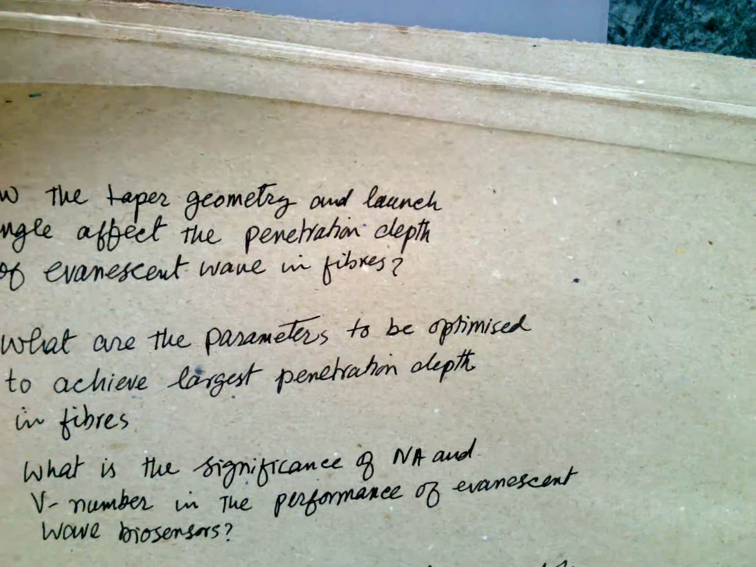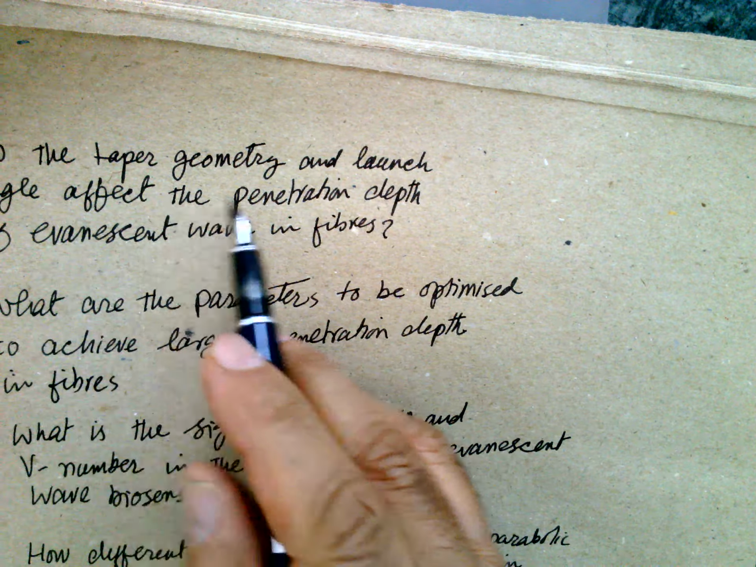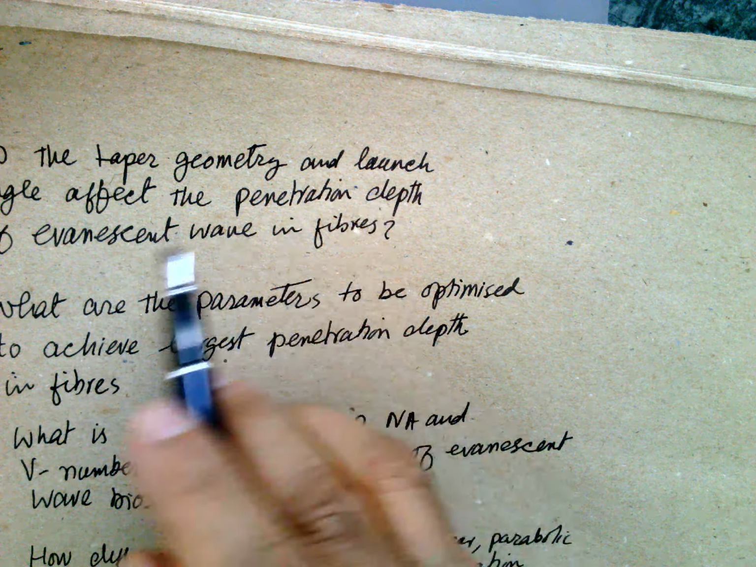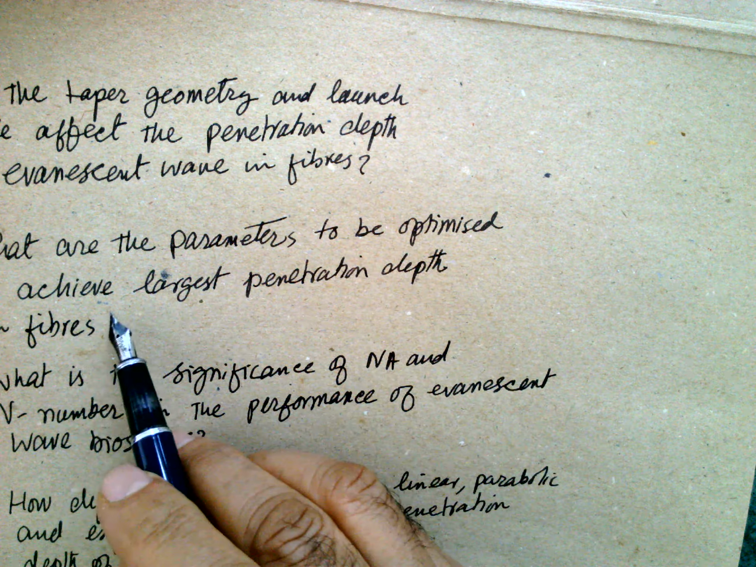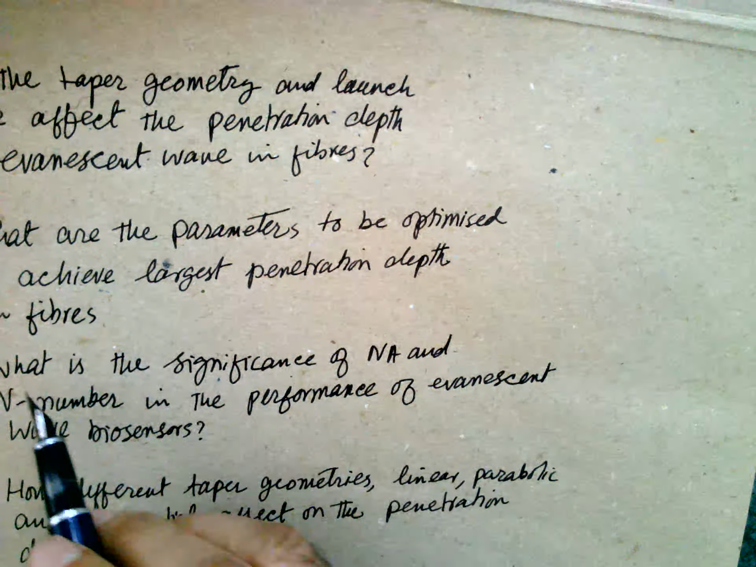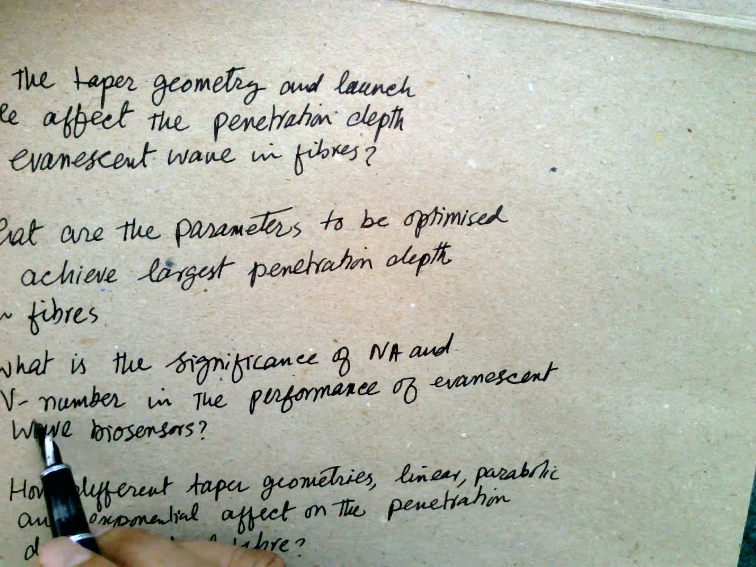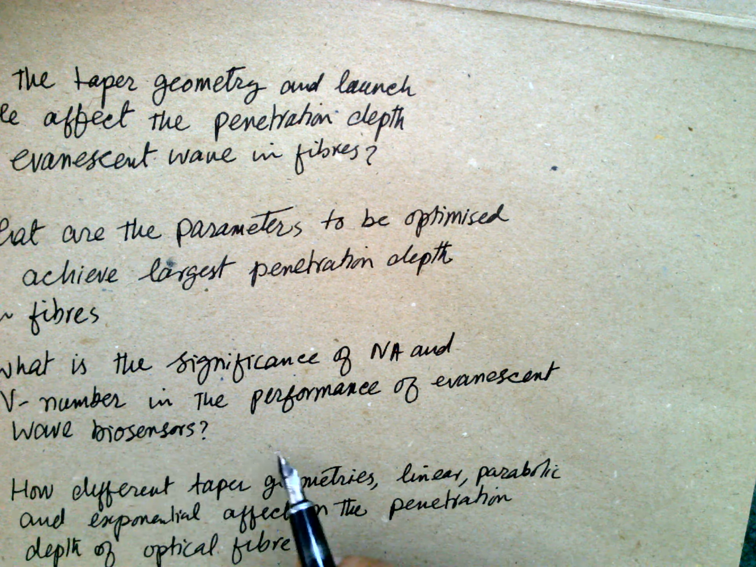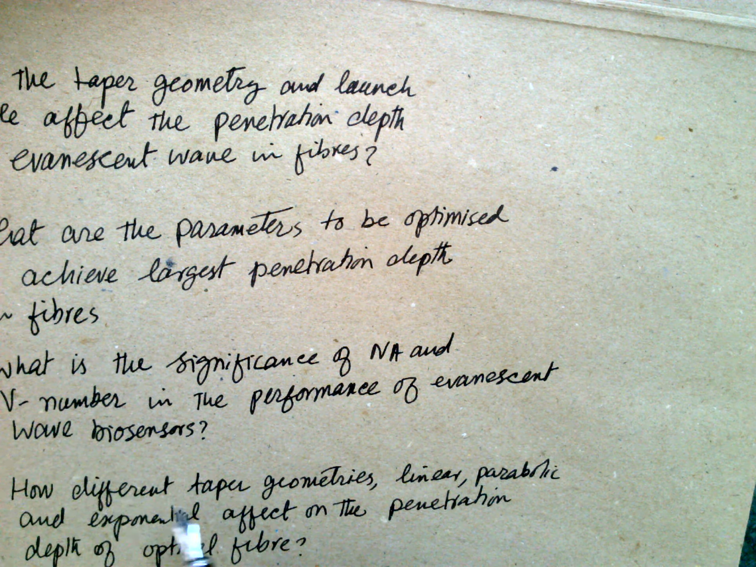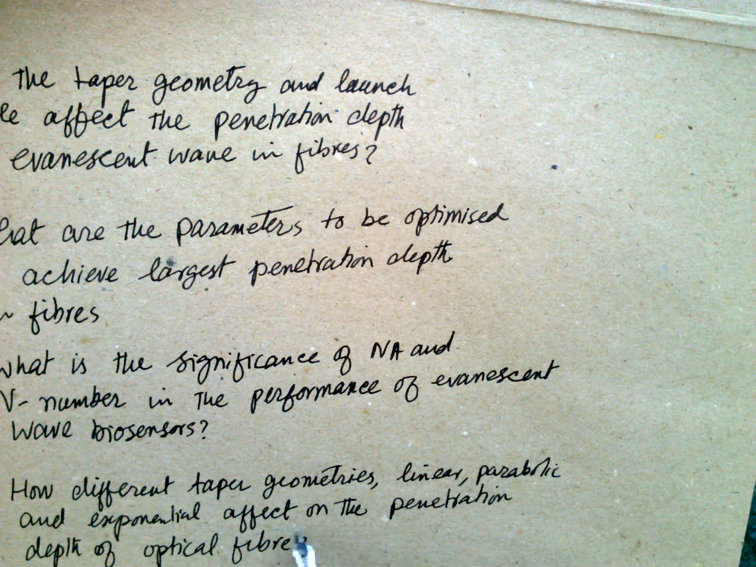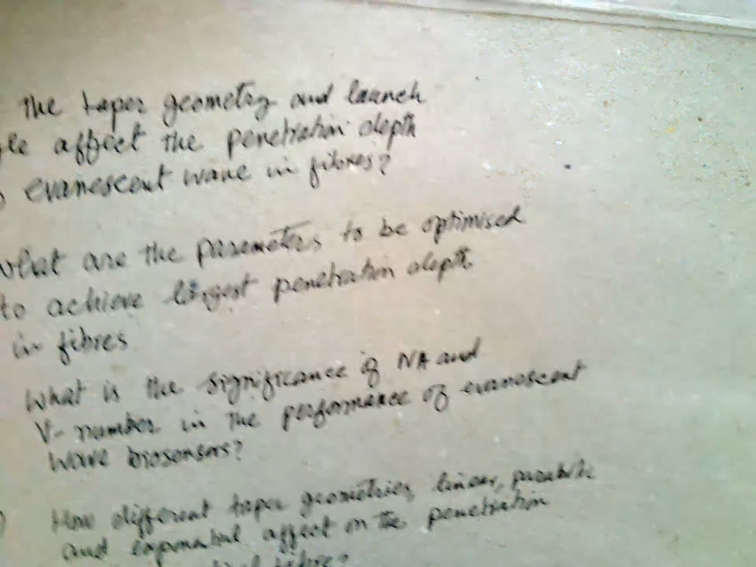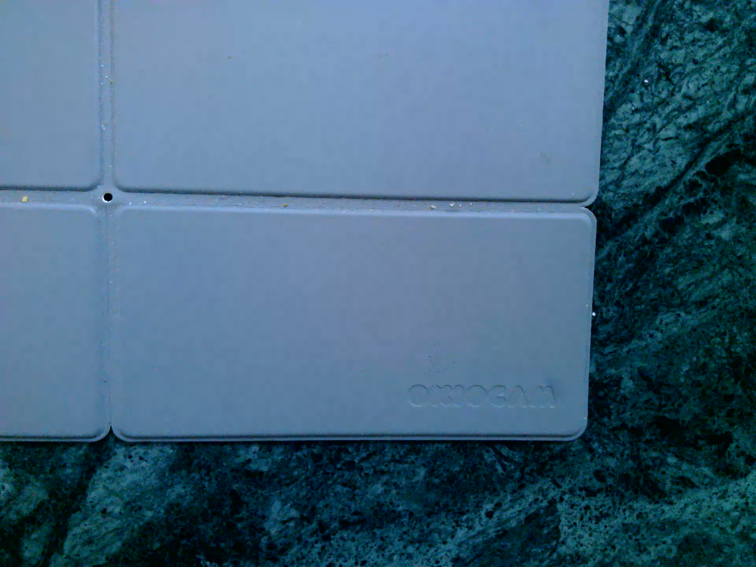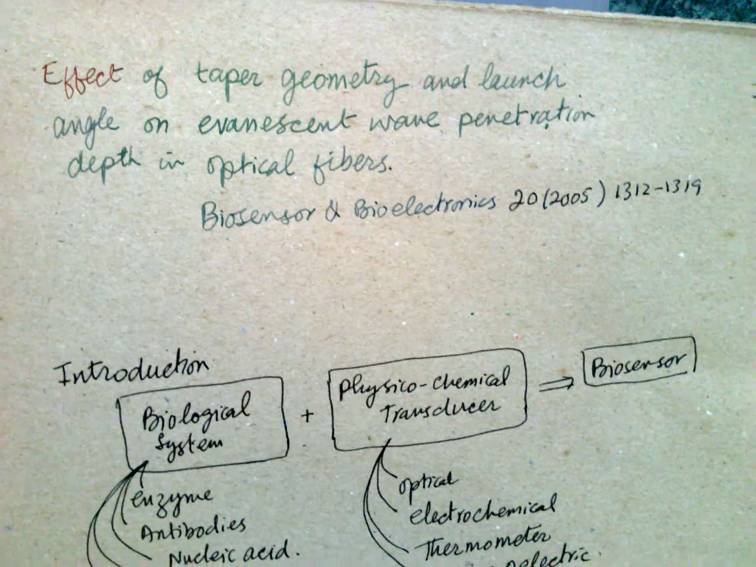So this is this one, and questions: 1. How do the taper geometry and launch angle affect the penetration depth of the evanescent wave in the fiber? 2. What are the parameters to be optimized to achieve the largest penetration depth of the fiber? 3. What is the significance of the numerical aperture and V number in the performance of the evanescent wave biosensor? 4. How do different taper geometries, linear, parabolic, and exponential, affect the penetration depth of the fiber? So we have discussed the geometry in this one. This is a very good paper, it is highly important and has been cited many times.